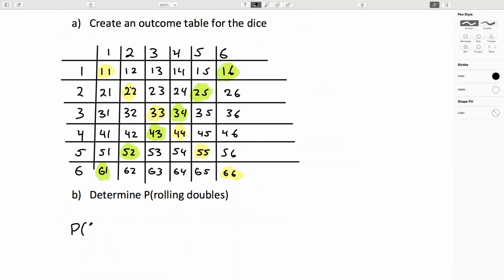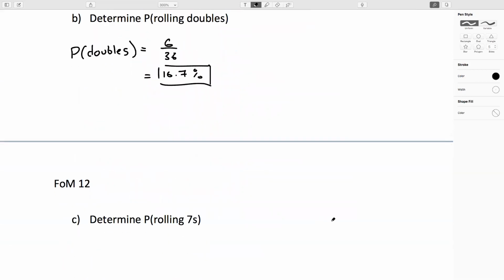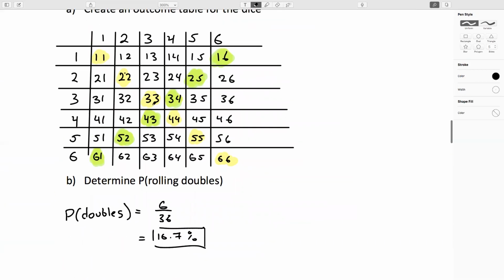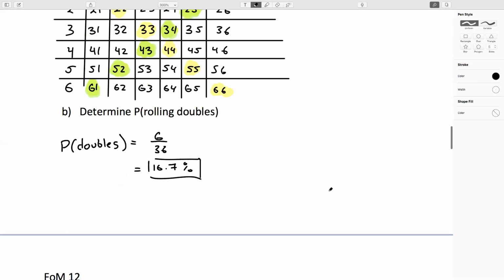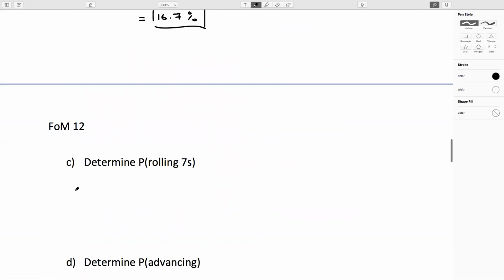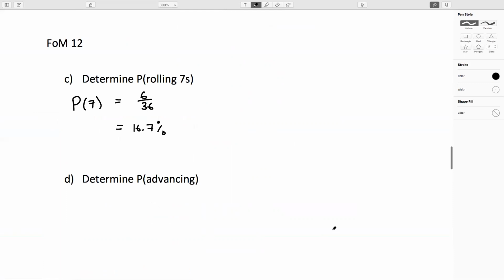So the probability of doubles equals 6 over 36, which is 16.7%. Likewise, probability of rolling 7s, there's 1, 2, 3, 4, 5, 6 ways to get 7. Probability of getting 7s is 6 over 36, which again is 16.7%. Determine the probability of advancing, so the probability of winning.